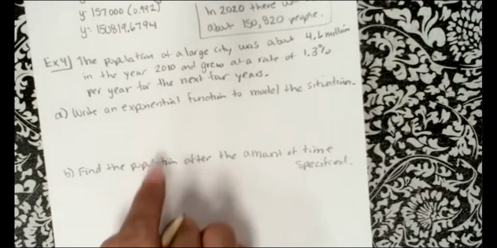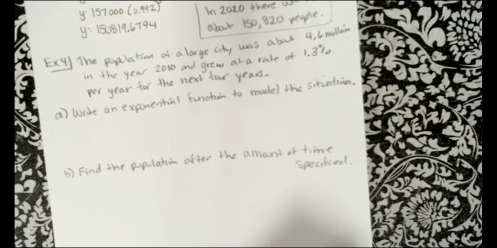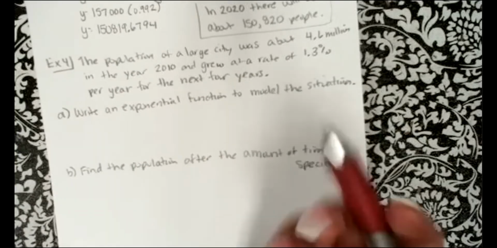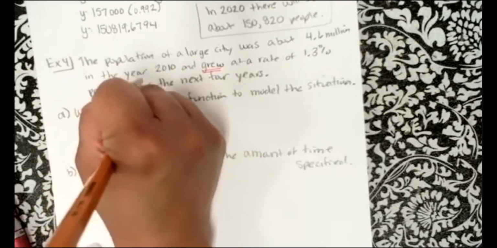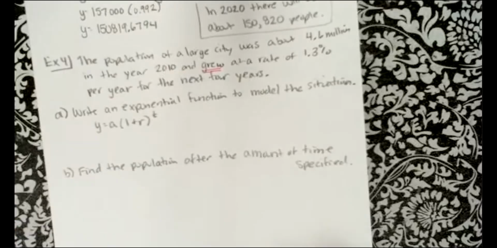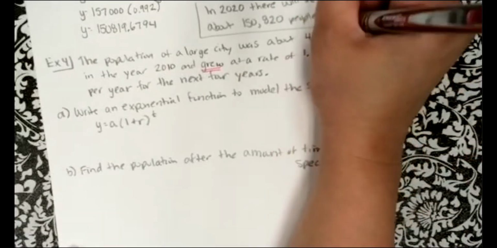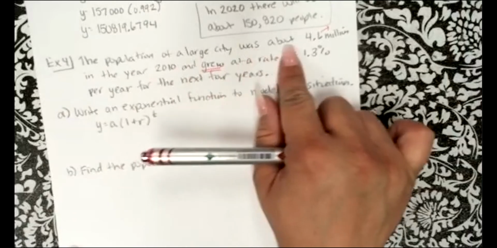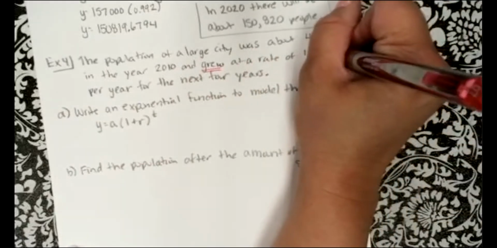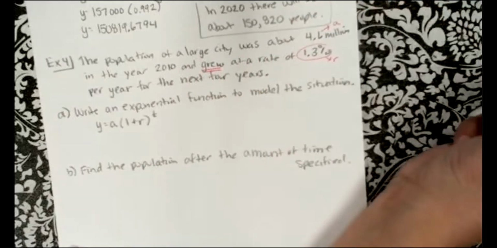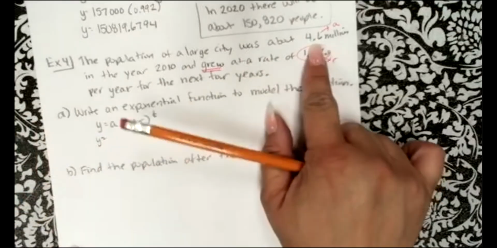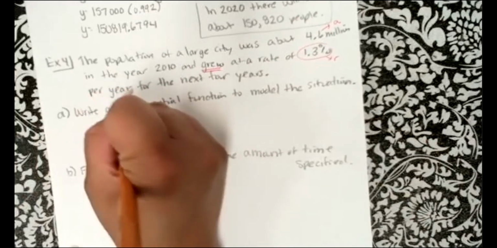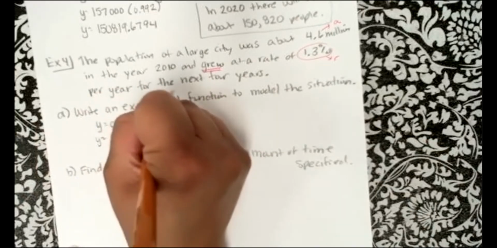Go ahead and hit pause and fill out these two. And when you're done, hit play. I'll go ahead and start now. So keyword, grew. That automatically tells me it's y equals a times 1 plus r raised to the t. Now the initial amount is right here, because it says the population of a large city was about 4.6 million. So that's going to be your A. This right here is going to be your R. So I'm going to have y equals the A value. The A value is the 4.6 million. 4.6 million is 4,600,000.